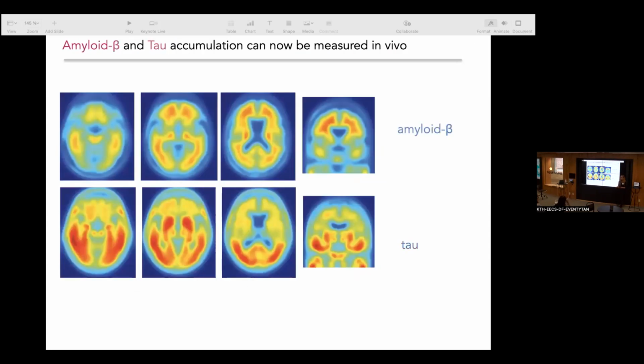So thanks to the relatively recent development of amyloid and tau PET tracers, it is now possible to assess their spatial patterns in vivo, which provides us a unique opportunity to see how these patterns look and also how they are related to one another across different disease stages.